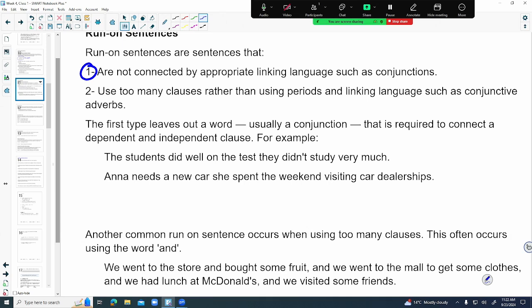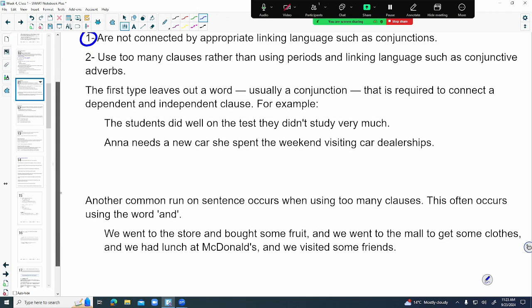So for example, "The students did well on the test, they didn't study very much." Okay, so there are two ideas in there. One idea is that they did well on the test. The second idea is they didn't study very much. But it's not complete. Something is missing in that sentence to make it complete. "Anna needs a new car. She spent the weekend visiting car dealerships." Okay, again, something is missing from the sentence. So we need a conjunction in there to join the two ideas together.